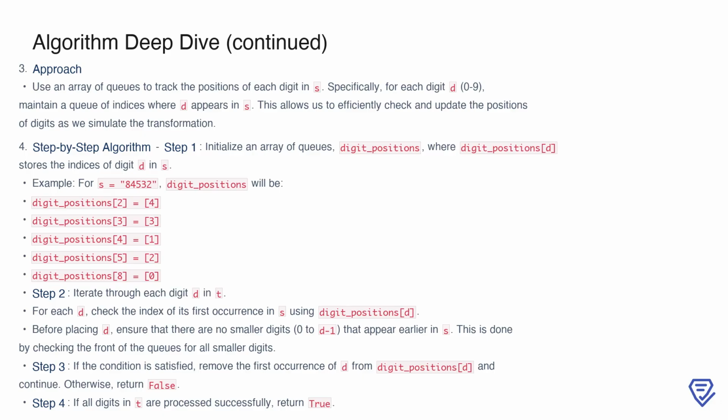For each digit D, we check the index of its first occurrence in S using digit_positions[D]. Before placing D, we ensure that no smaller digits, from 0 to D-1, appear earlier in S. This is done by examining the front of the queues for all smaller digits. If this condition holds, we remove the first occurrence of D from its queue and proceed. If not, the transformation is invalid, and we return false. If we successfully process all digits in T, the transformation is possible, and we return true.